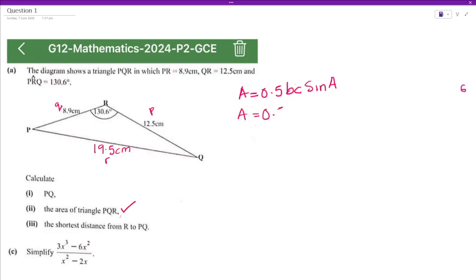So I'm going to say 0.5 times 12.5 times 8.9 times sine. Okay, so the area is the included angle, which is 130.6. Then we just have to punch everything there. So we're going to say 0.5 times 12.5 times 8.9 times sine 130.6. You press equals. So that gives me, let me just confirm that I punched the correct value.